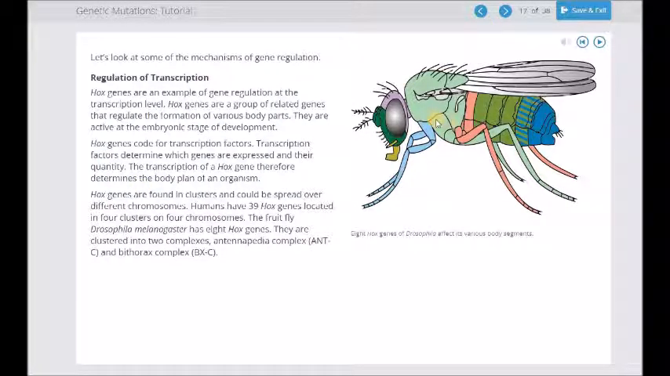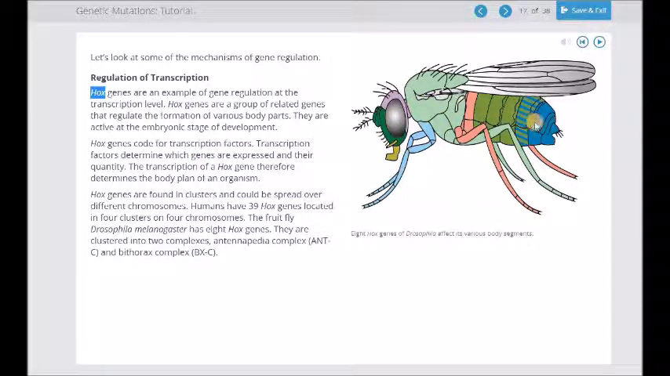Now, in complex organisms, the eukaryotes, there's all kinds of things. The one thing we want to talk about that controls the transcription. That's the first type of control we talked about. It's called a Hox gene. Hox genes are really interesting, okay? Because Hox genes are a group of genes that regulate the formation of various body parts.